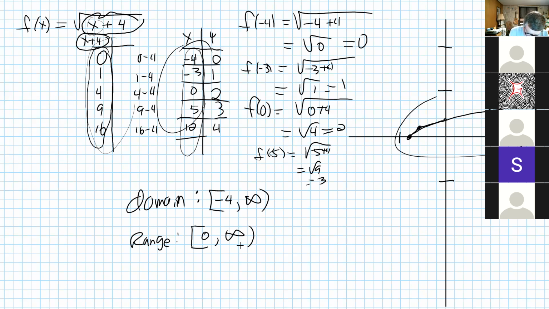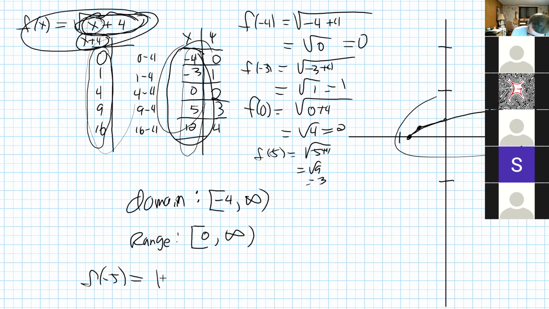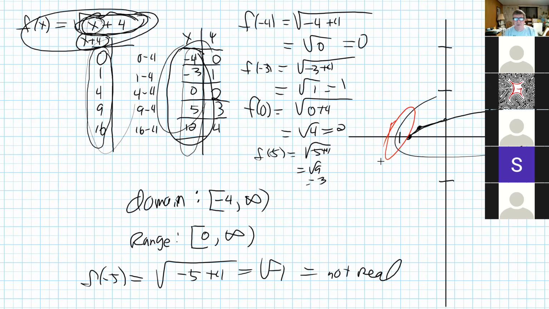Let's go back to here. And notice I put in negative 4. But I'm not taking the square root of negative 4, am I? I'm taking the square root of negative 4 plus 4. What if I wanted to find f of negative 5? That would be the square root of negative 5 plus 4, which is the square root of negative 1, which is not real. So right over here at negative 5, I don't get a real answer. It's not in the domain. The domain starts at negative 4. You seeing that? That makes sense.